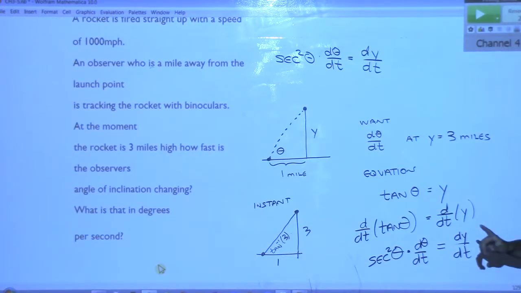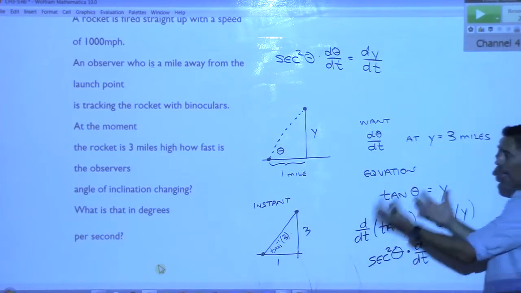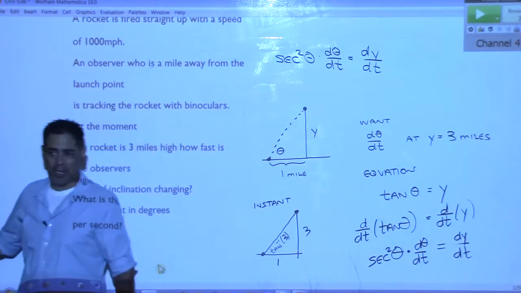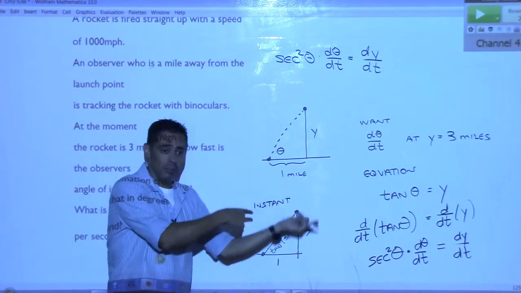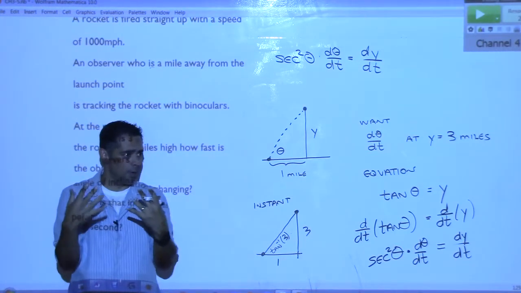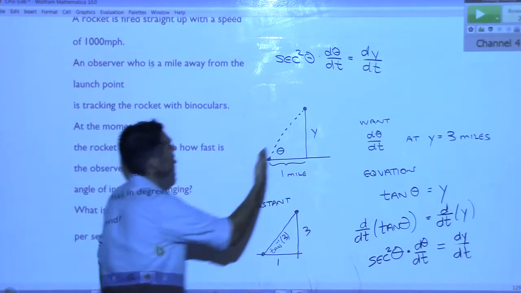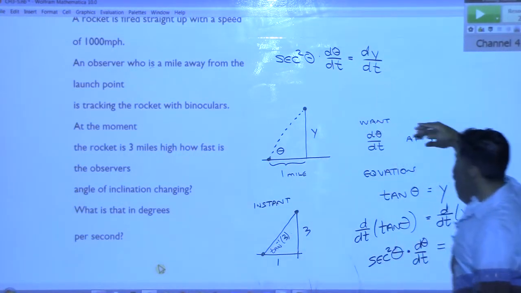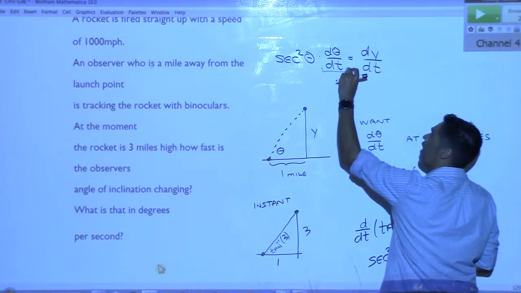So I told you last class, and I don't know if you remember, I said we can do this problem without using any of this stuff over here at all. So I'm going to do it, and then we're going to go back and do the problem again, using something here, and see if you can see the difference between the two approaches, which one's easier, which one's harder, all right? So right here, I'm trying to solve for d theta dt, right? That's what I'm looking for.